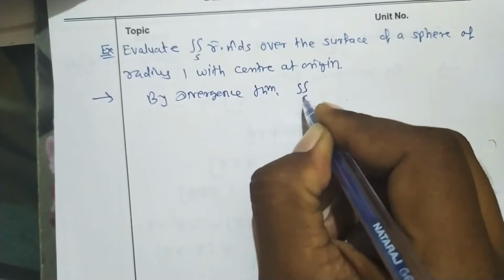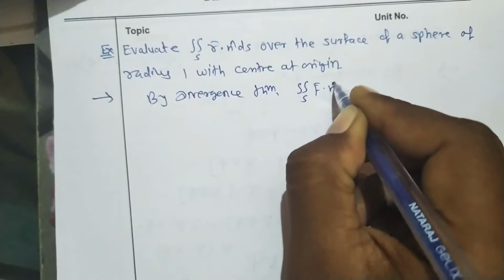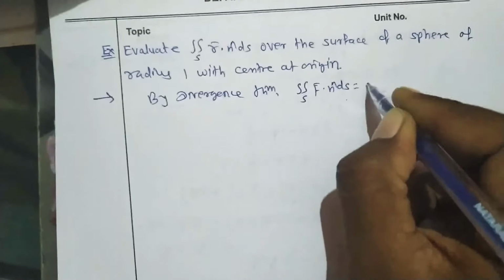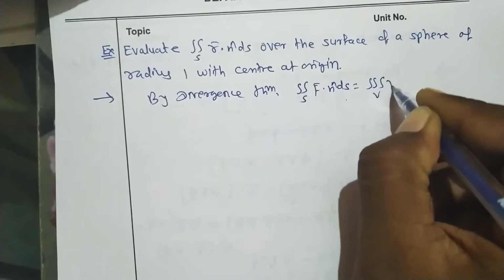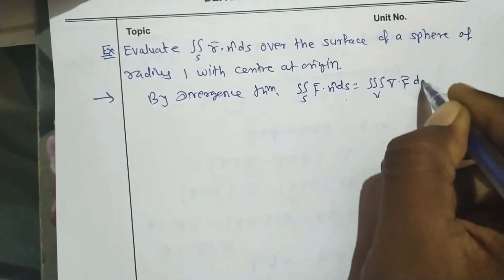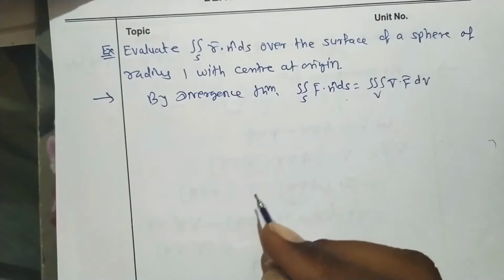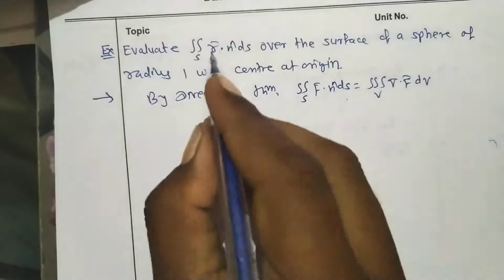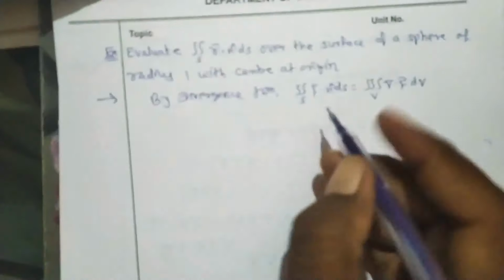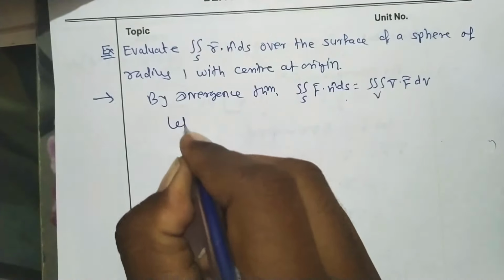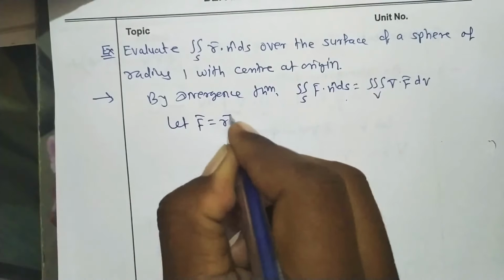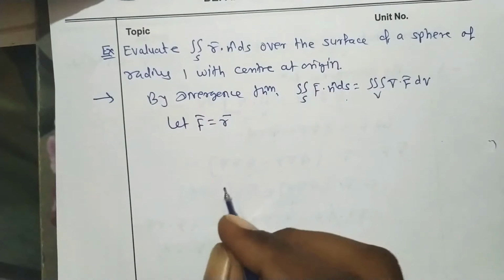we know that the double integral over s of f bar dot n cap into ds is equal to the triple integral over v of del dot f bar into dv. So this is the statement of divergence theorem. What do we want? We want r bar dot n cap into ds. So what is f bar here? We have to take f bar equal to r bar. So this is a very simple problem.